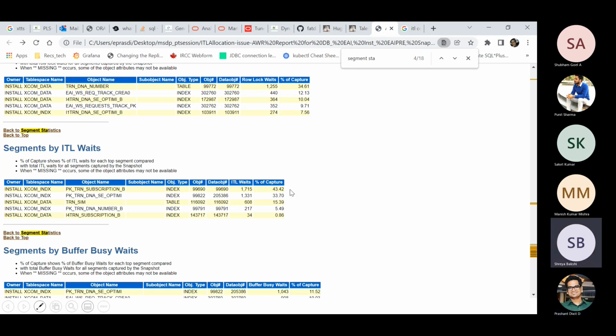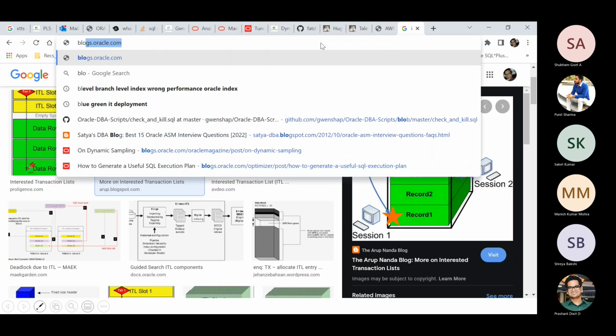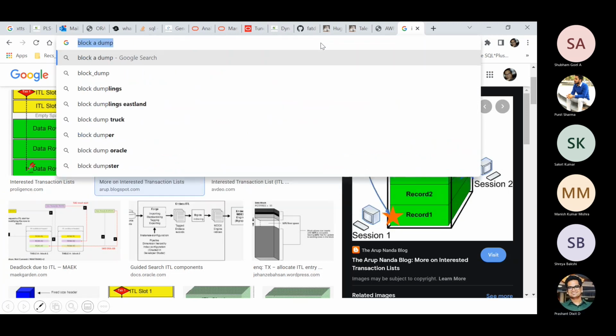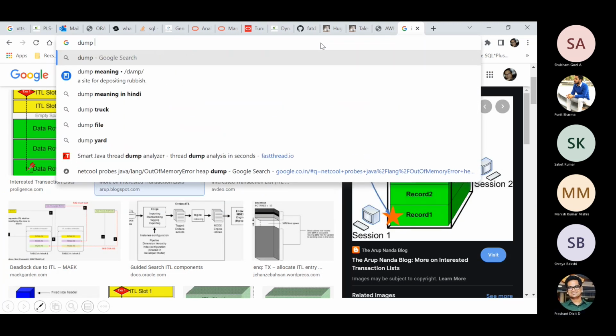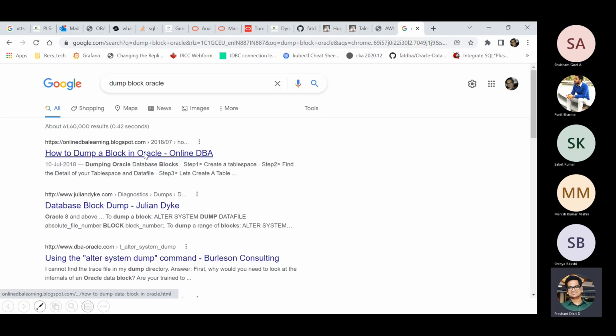Okay. Sir, dump means, I didn't get it properly actually. Okay. Yeah. Block dump. Block dump in Oracle. How to dump a block in Oracle?